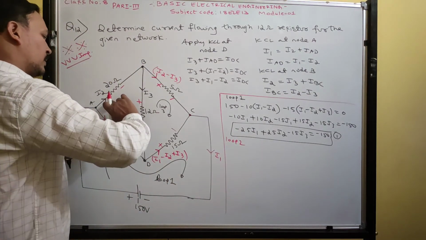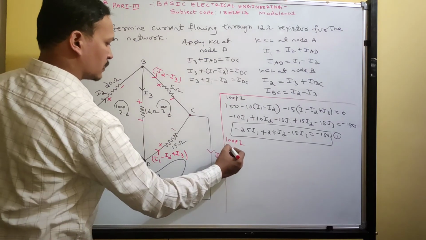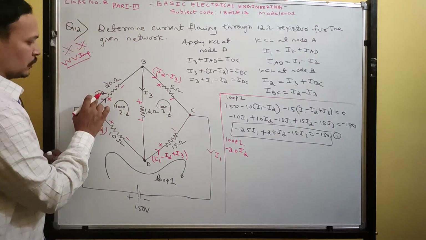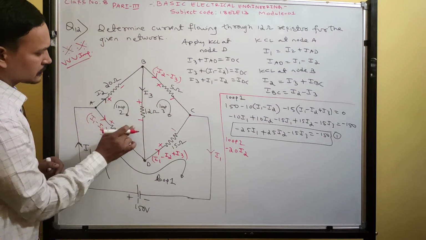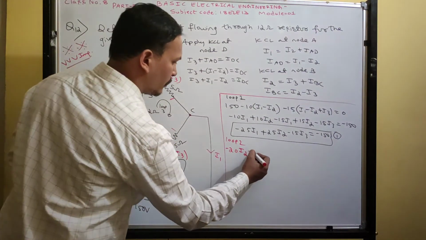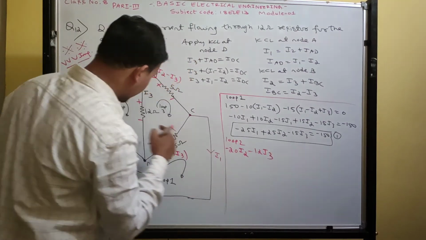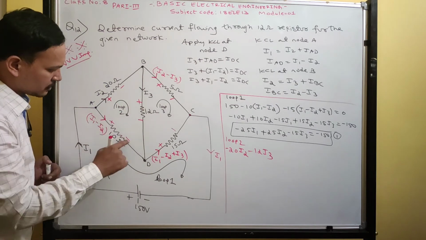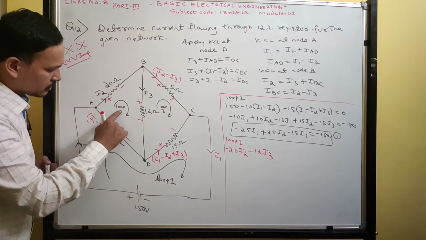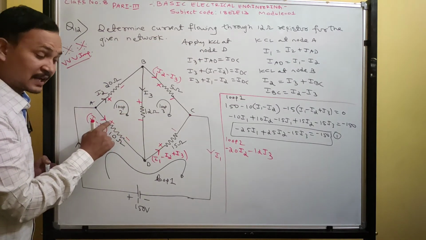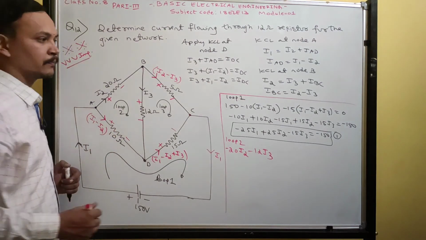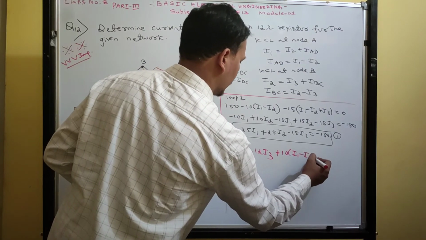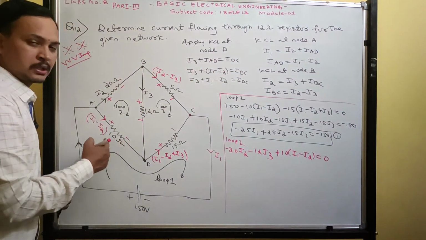Next, loop 2. Plus to minus, drop. What is the current in that resistor? Minus 20 I2. Then see like this, plus to minus, drop: minus 12 I3. What current flows in this? Only I3 flows. Next, look at the polarity and the direction. Loop 2 flows from minus to plus, rise: plus 10 times I1 minus I2, equals 0, because there is no voltage source in loop 2.